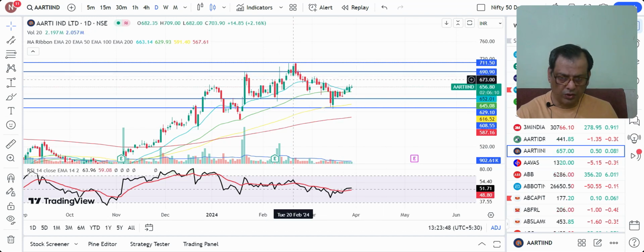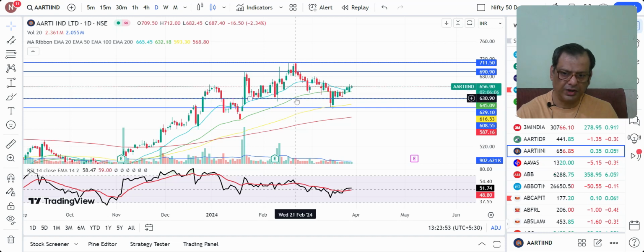And if you wanted to, you could have taken a shot below this low here, and your target would be somewhere before this point.